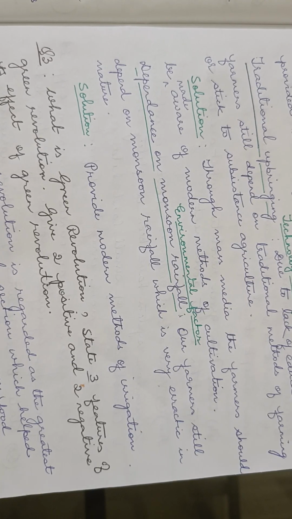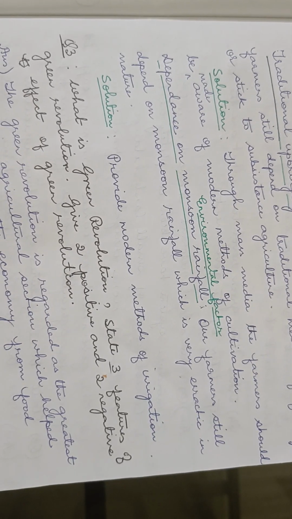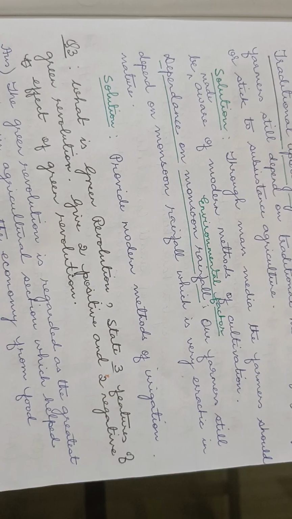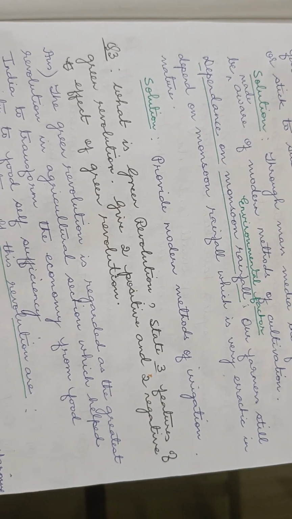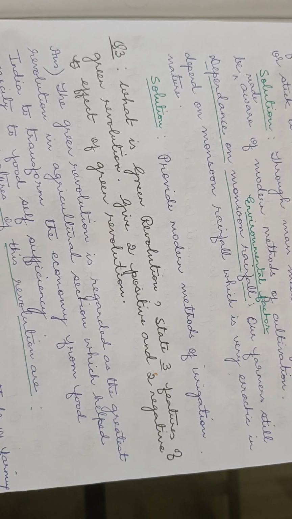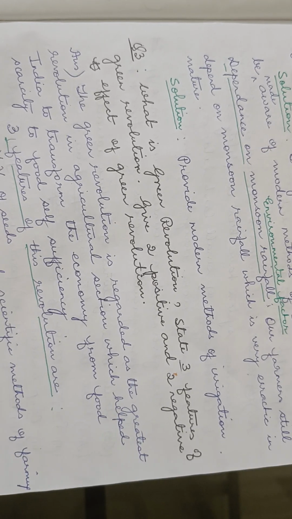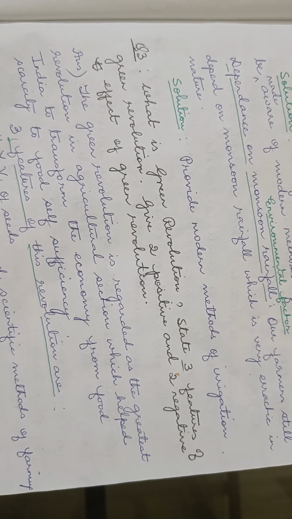Next question: what is the green revolution? State three features of the green revolution. Give two positive and two negative effects of the green revolution. The green revolution is regarded as the greatest revolution in the agricultural sector, which helped India transform its economy from food scarcity to food self-sufficiency.